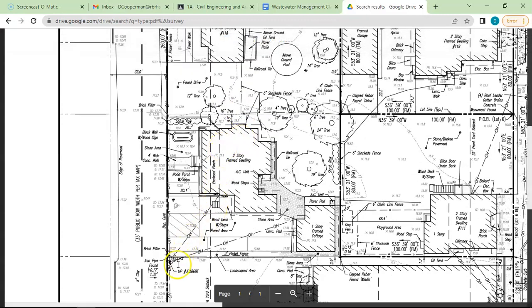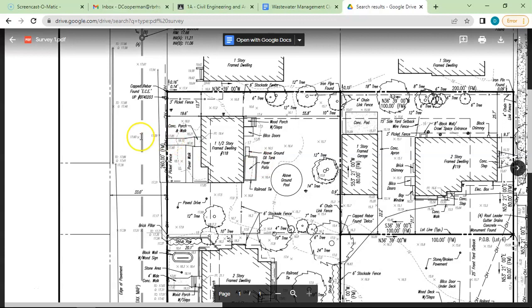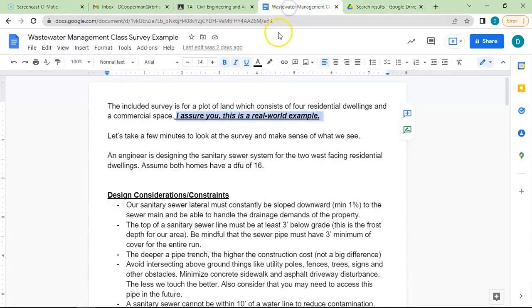And you want to avoid things like utility poles. You want to minimize how many trees you disturb because those are expensive. You want to know where your gas and your water and your electric and all that good stuff are because you're going to try and tap into them. All right, let's go back to the example.